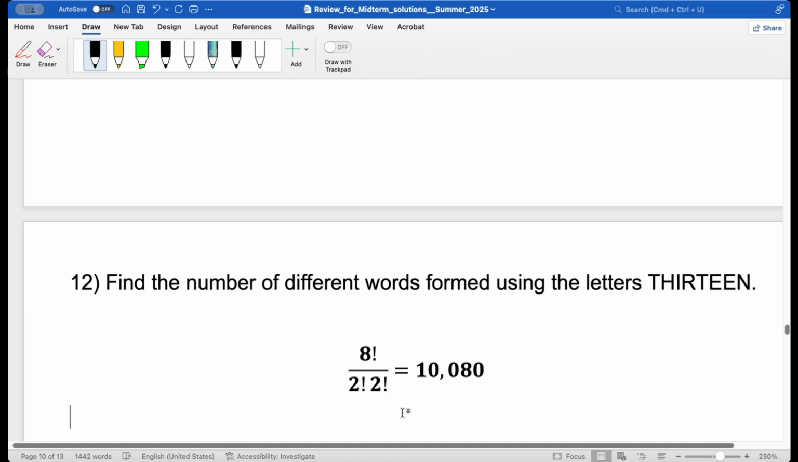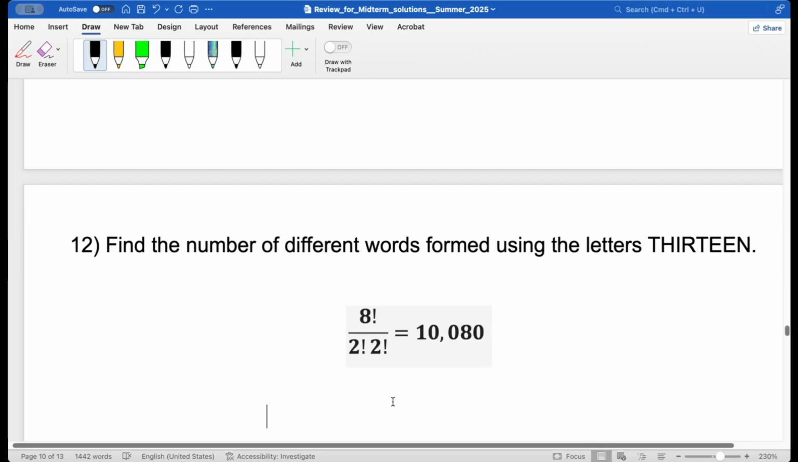All right, number 12. Back from one of the early lessons here, permutation with duplicates. Find the number of different words formed using the letters. So we have a total of 8 letters here. So that's 8 factorial divided by the duplications. There are 2 copies of E and 2 copies of T. So it's 8 factorial over 2 factorial, 2 factorial, which is 10,080.